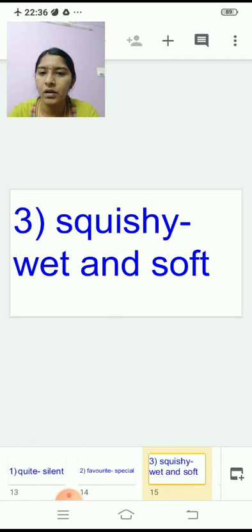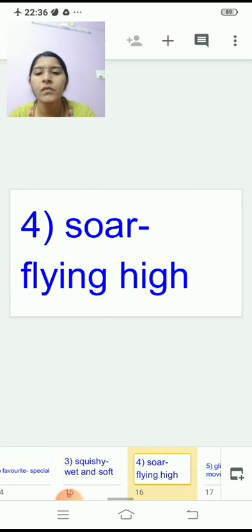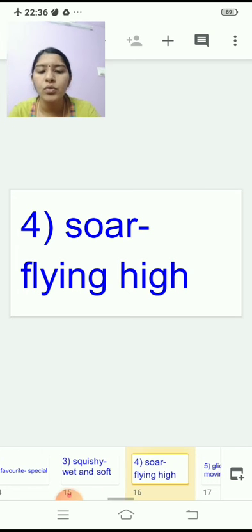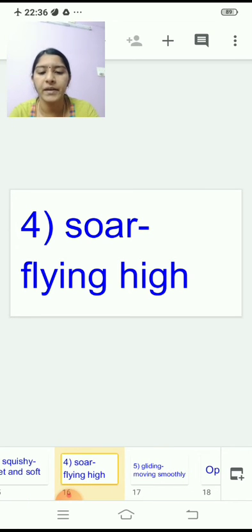The third one is squishy. As we learned when I was teaching the lesson, it is wet and soft. Squishy means wet and soft. The next one, soar, means flying high. Soar, flying high.